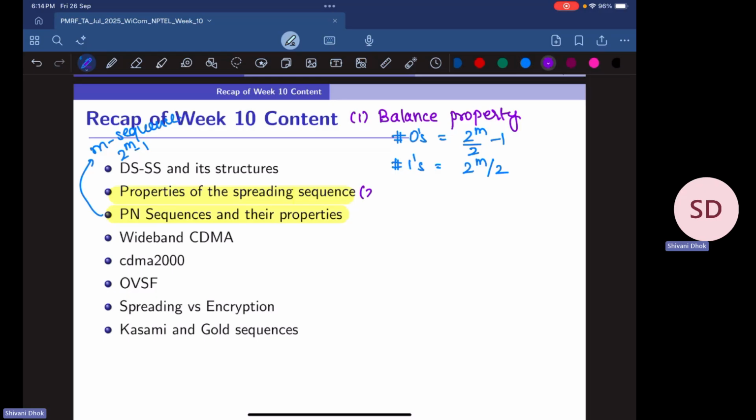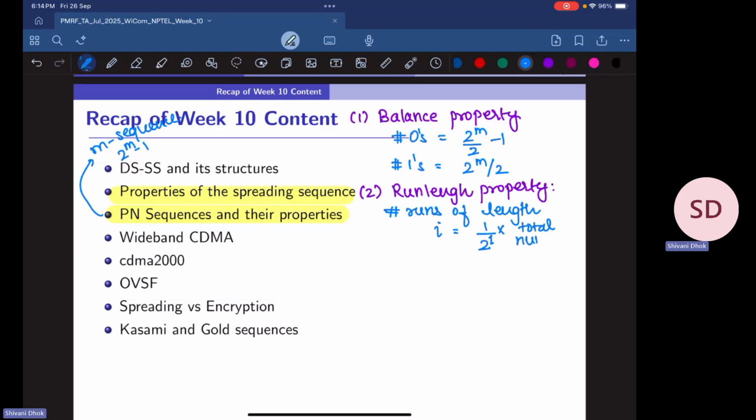Then we had the run length property. The run length property says that the number of runs of length i is given by 1 over 2^i into the total number of runs.